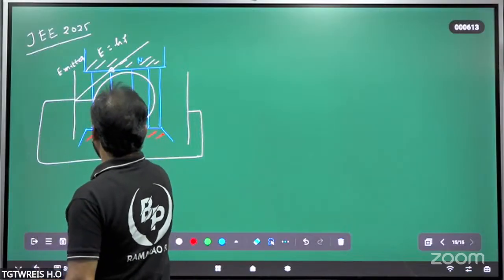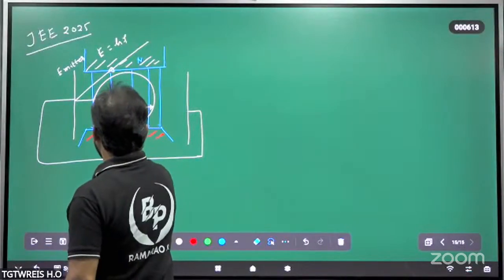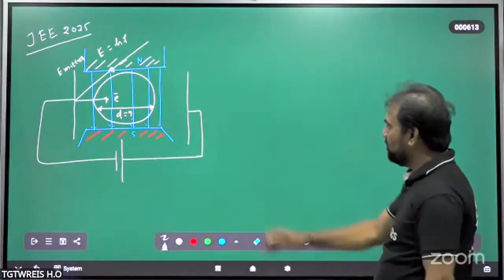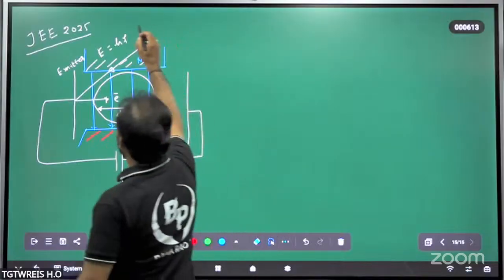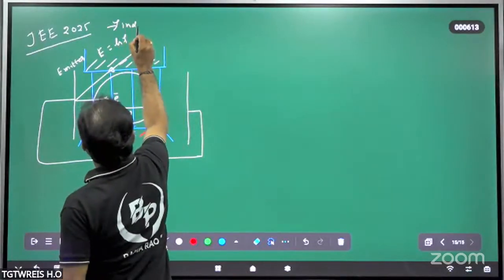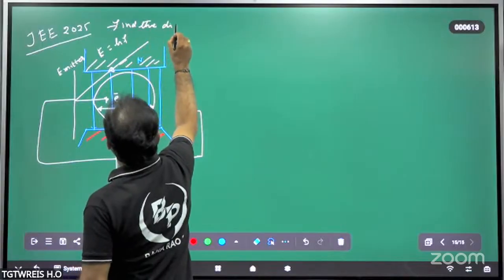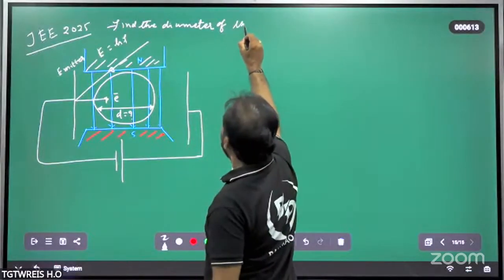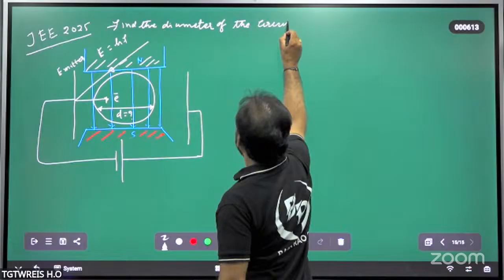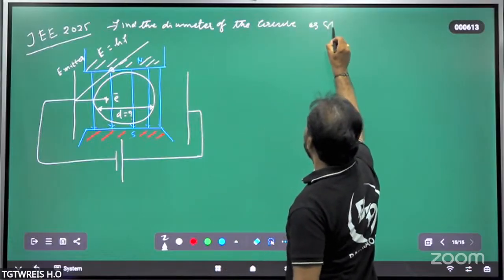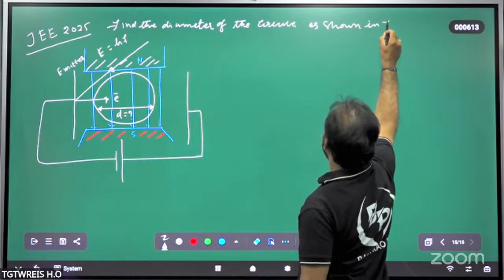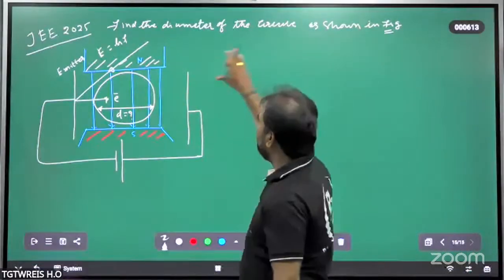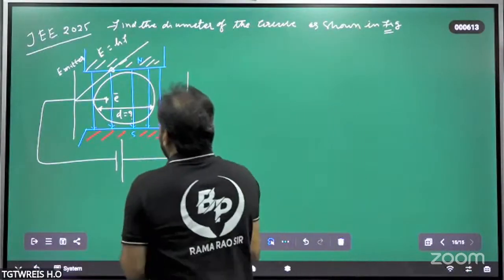Then find the diameter of this circle. D is equal to how much? Is the problem clear? Find the diameter of the circle I showed in the figure. This is the only part I am considering here.